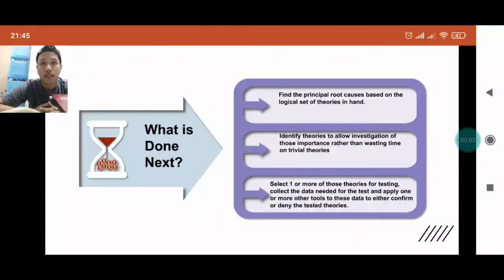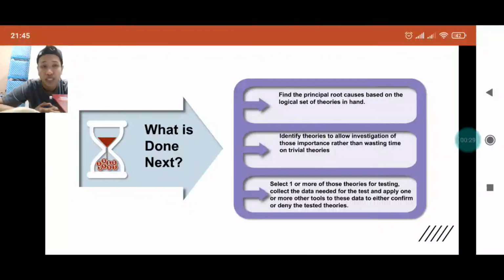Okay, so last but not least is what is done next. What can you do after you have done your CE diagram? First of all, find the principal root causes based on the logical set of theories in hand. So when you have all these theories, of course you want to find the real causes, right? Next, you identify the theories to allow investigation of those of importance rather than wasting your time on trivial theories.